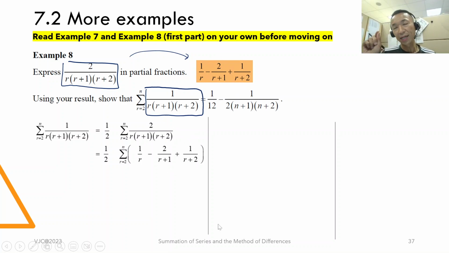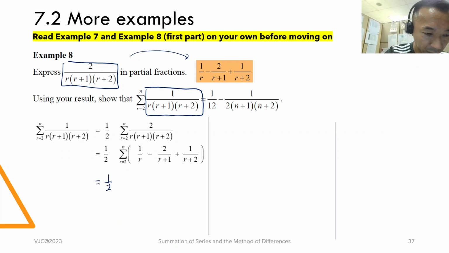Now remember what I said in the earlier video, we will use method of differences when you can express the summand, which is here, as a difference between 2 or 3 terms. And so far, examples 6 and 7 are always a difference between 2 terms. Now I'm going to illustrate that it can actually be done with 3 terms as well. Don't be scared. Let's see how this can be done.